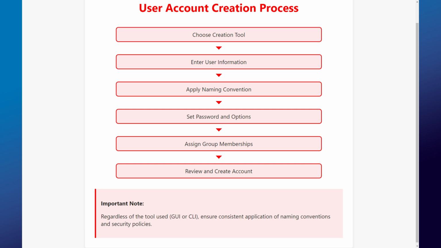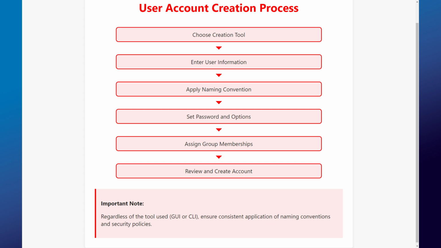Enter user information. This step involves inputting the basic details for the new user account. Full name. User logon name, which will form part of the user principal name. Description, optional but recommended for account management. Other required attributes as per organizational policy. Apply naming convention. Implementing a consistent naming convention is crucial for efficient account management. It ensures uniqueness within the domain and forest, and facilitates easy identification and organization of user accounts. Typically combines elements like first name, last name, and potentially employee ID. May need to account for duplicate names or name changes.